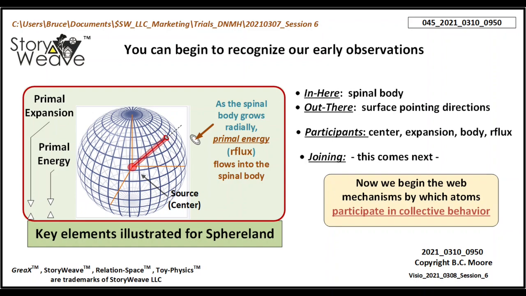participants in collective behavior. So the aspect of joining, that's going to come a little later. It says come next in here, but it may be in the next actual video. But we're going to have substance that not just flows into that atom, but it's going to flow out in every direction. So it actually will cross over other spinal bodies, and through that they engage in collective behavior.